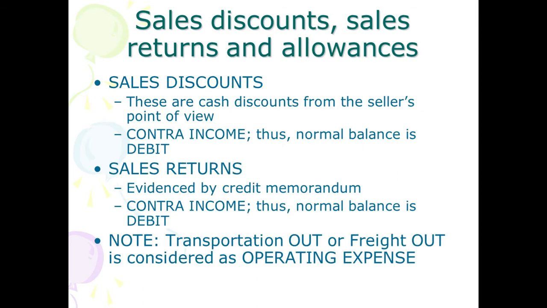Okay, now we have already encountered sales discounts. Sa ato pang discuss before, sales discounts are actually cash discounts. And if you remember, cash discounts encourage prompt payment. So from the side of the seller, this is called a sales discount. Take note that a sales discount is a contra income account. So this is another example of a contra account. But this time, it's a contra income account because it will be deducted from sales.